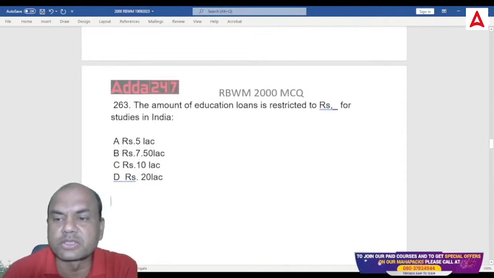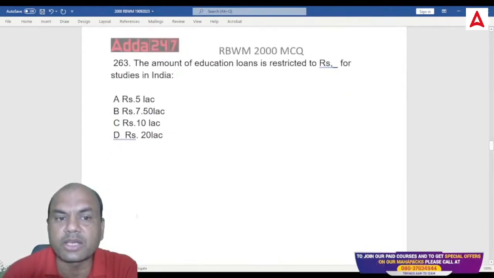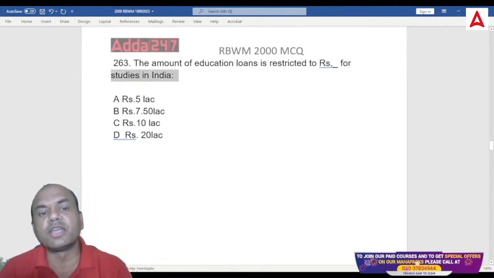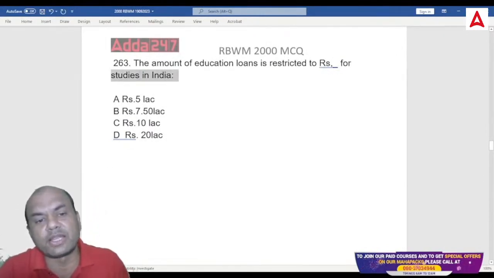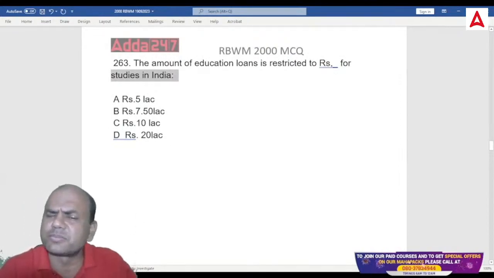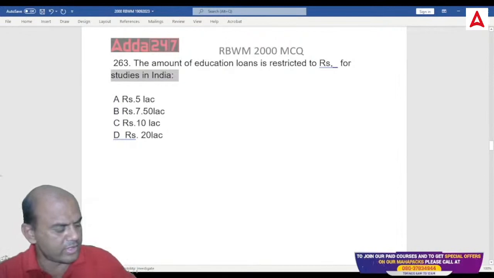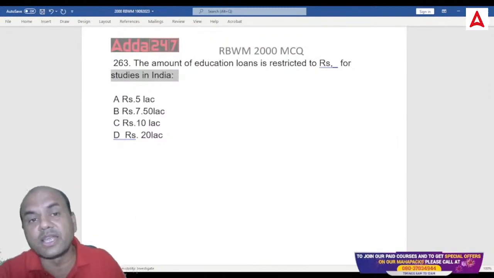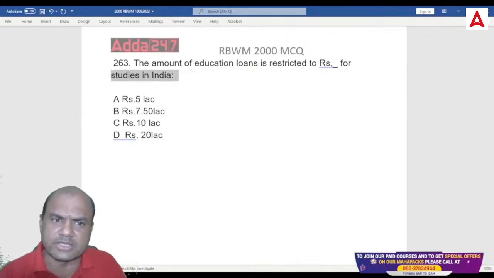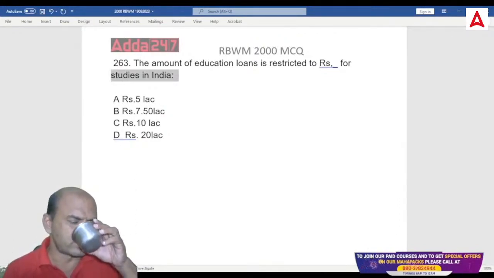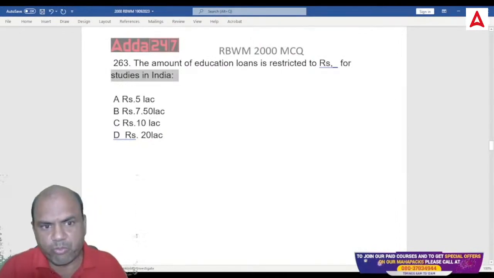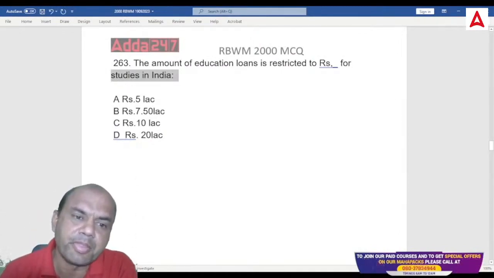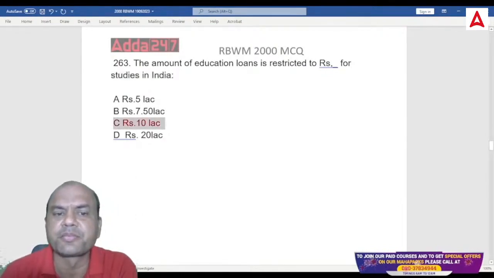The amount of education loans is restricted to dash for studies in India. So in India, what is the maximum amount of education loan? 5 lakh, 7.5 lakh, 10 lakh, 20 lakhs. Now this is a simple answer. Education loans in India. Immediately I'll be asking you abroad also. Next question is abroad. The answer is 10 lakhs. Education loans in India are restricted to 10 lakhs.